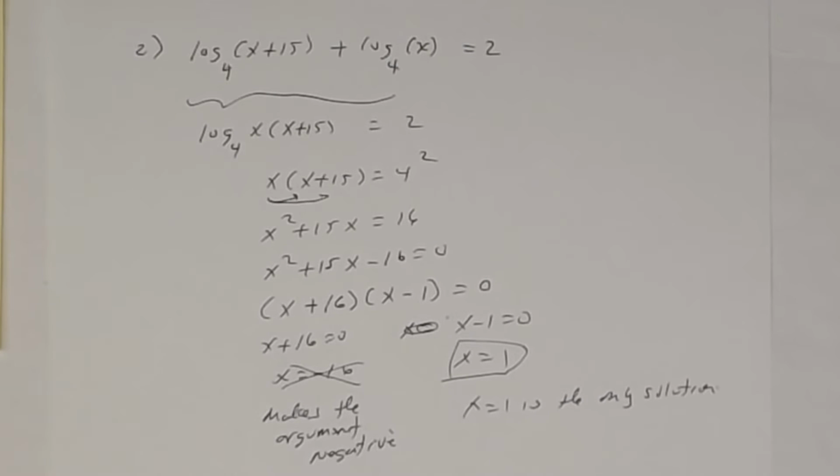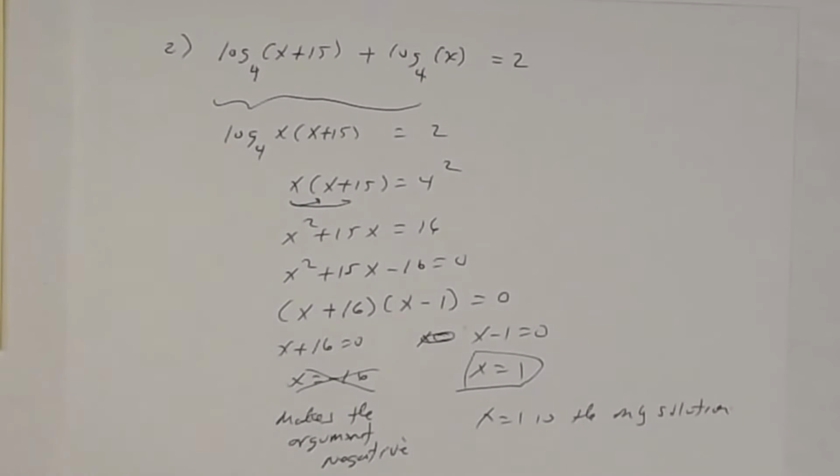Okay? All right, so that's number 2. So it's not a difficult concept. You're just using the properties of logarithms. Okay, so let's look at number 3. So number 3, we have this for number 3.